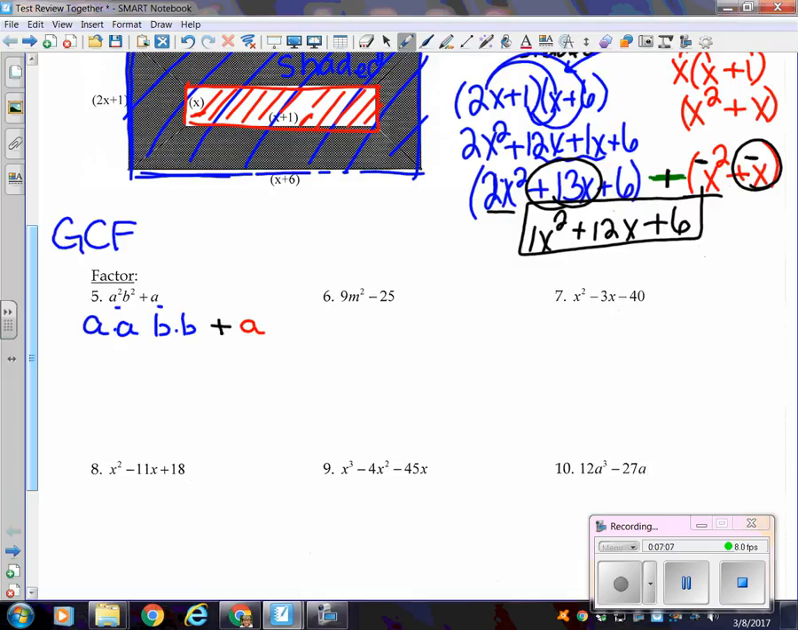So I can actually ask myself, what's in common? Well, A is in common. How many A's can I take away from both parts? Well, I can take one away, and over here I could take one A away. So that makes the common factor A. So that's my GCF. So I'm going to write it out front.